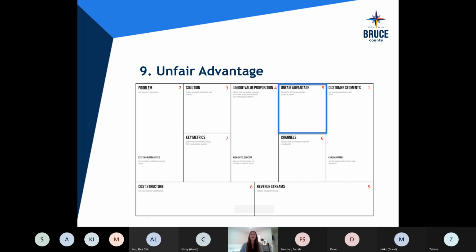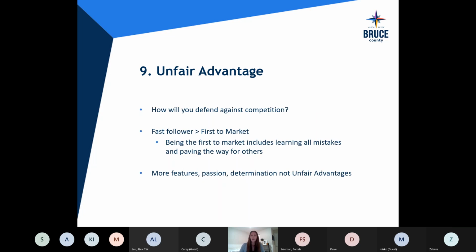And so this takes us to our last section of the lean canvas, the unfair advantage. This is all about how will you defend yourself against your competition. This is a very challenging and maybe not completely applicable section for all businesses, because not everyone has an unfair advantage, and that's okay. A lot of businesses do not have an unfair advantage in the very beginning, because this is something that is not easily copied or bought.